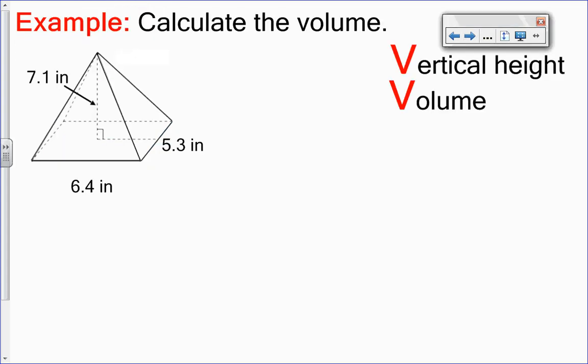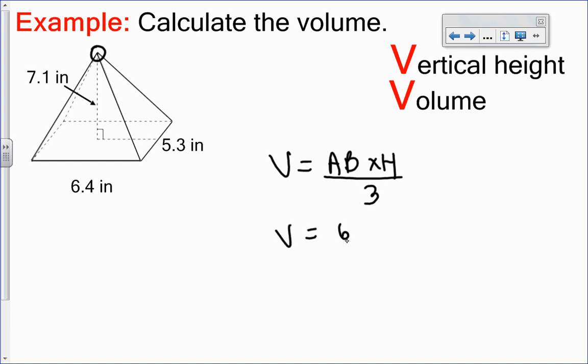So let's try an example together. I want to calculate the volume, again, V for volume, using the vertical height. The vertical height is on the inside, and it looks like I have that, so we're good to go. I'm going to write down that volume is area of the base multiplied by the height. Because it comes to a point and it's a pyramid, I just divide that by 3. So area of the base, 6.4 multiplied by 5.3, multiplied by the height of the object, 7.1, and then I just divide that by 3.